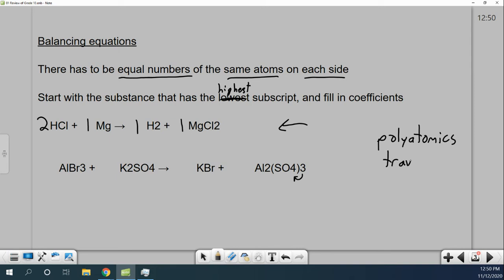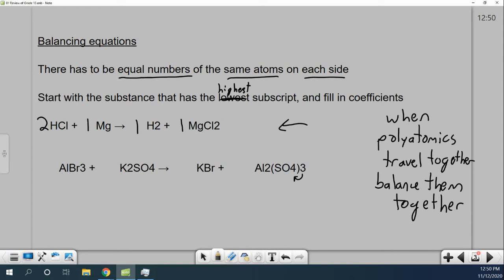Polyatomics travel together. Now, they don't always, but when they do, balance them. When polyatomics travel together, balance them together. Otherwise, I have to look at oxygens and sulfurs and all that separately, and oh, what a pain. But I got 3 sulfates there, which means I need 3 sulfates on this side.